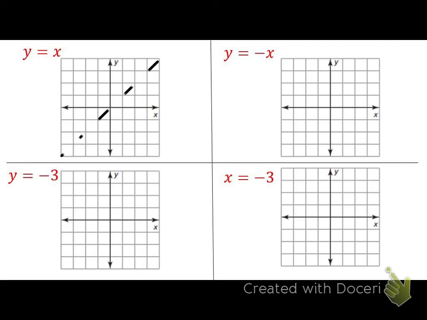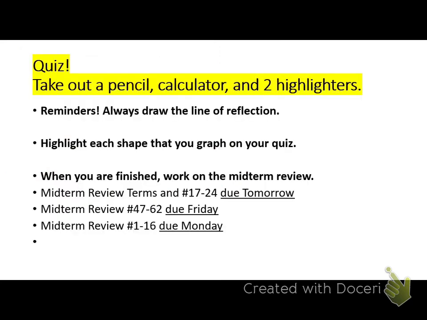Y equals negative x. What is that one going to look like? Like the same thing, but negative. Yep, the other way. And again, you'd make it dotted. Y equals negative 3. Which axis does y equal negative 3 touch? The y at negative 3. So what is it going to look like? Horizontal. And then x equals negative 3 will hit x at negative 3, and it will look vertical. Questions on these? Make sure you're always graphing the line of reflection before you do the math. That's it.